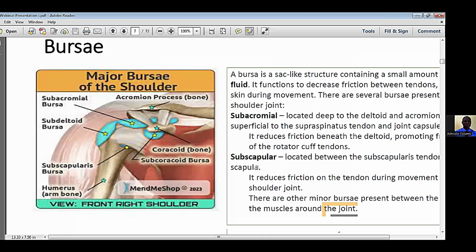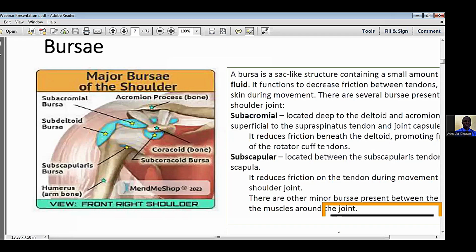Those bursa reduce friction, on the tendon. Minor bursa are present between the muscles around, which are of value at least for this presentation.